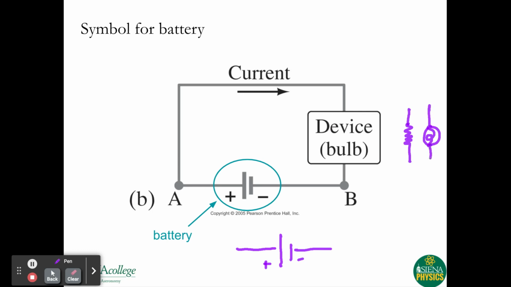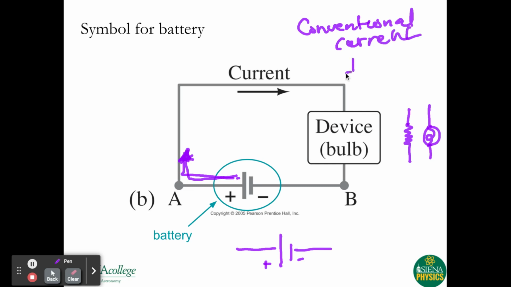Okay, and normally, thanks to Ben Franklin, actually, we draw current as the direction of positive charge flow. So we would always draw our current coming out of the positive side of the battery and going back in, even though in reality, it's the negative charges that are moving. So this is called conventional current. Okay, so that's I, and again, this is the flow of positive charge.